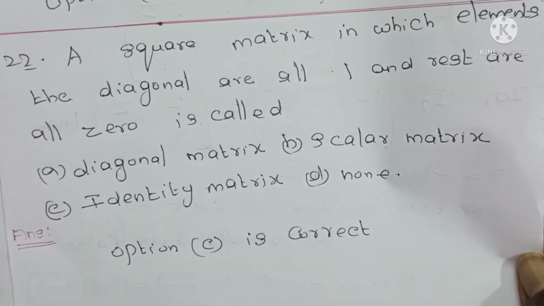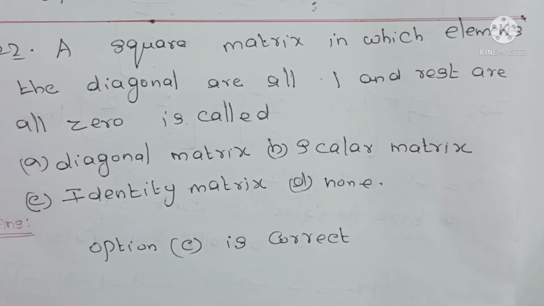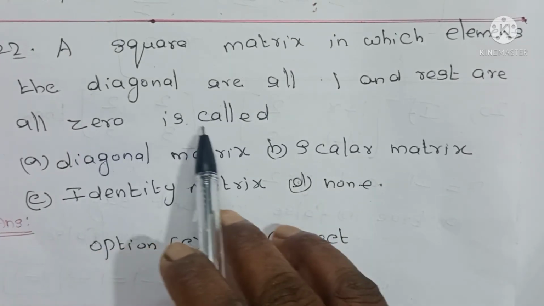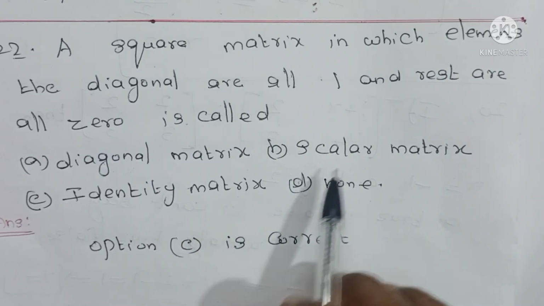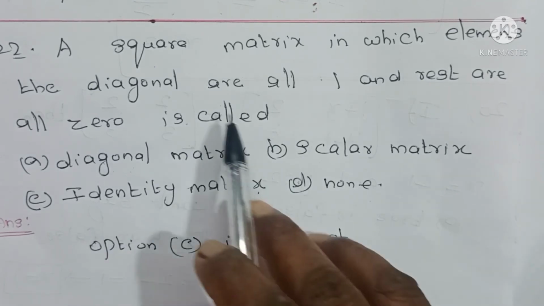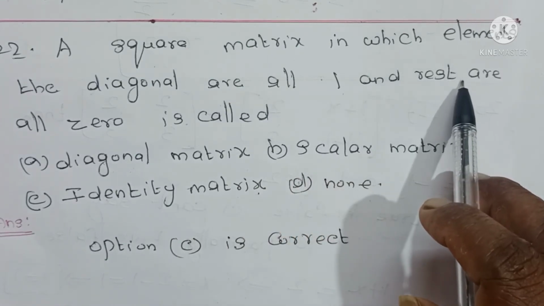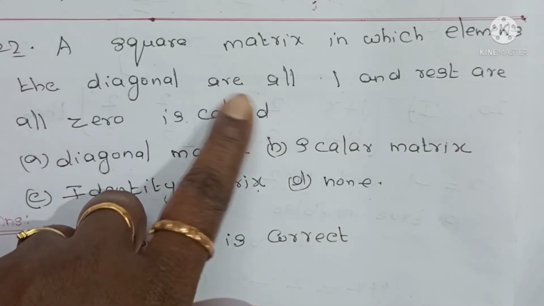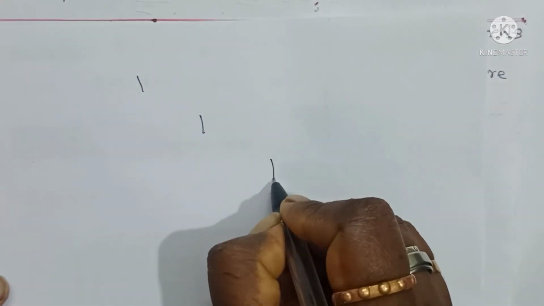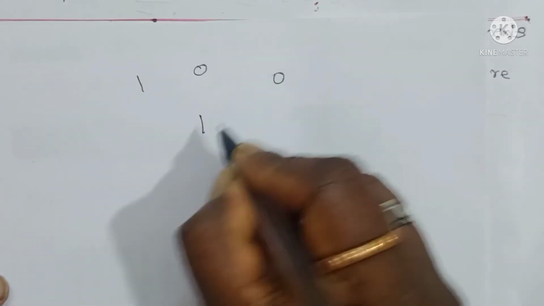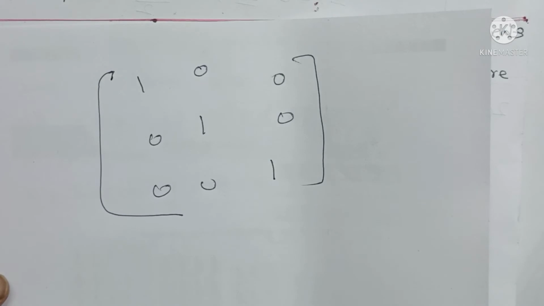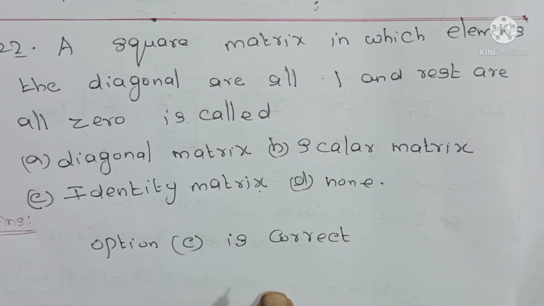Next, move on to the 22nd question. A square matrix in which the elements on the diagonal are all 1 and the rest are all 0 is called which matrix? Identity matrix. The diagonal should be 1, and the rest are all 0. So diagonals are 1, 1, 1, and for a 3 by 3 matrix, the rest are 0, 0, 0, 0. This is the identity matrix, that's it. So option C is the correct answer.